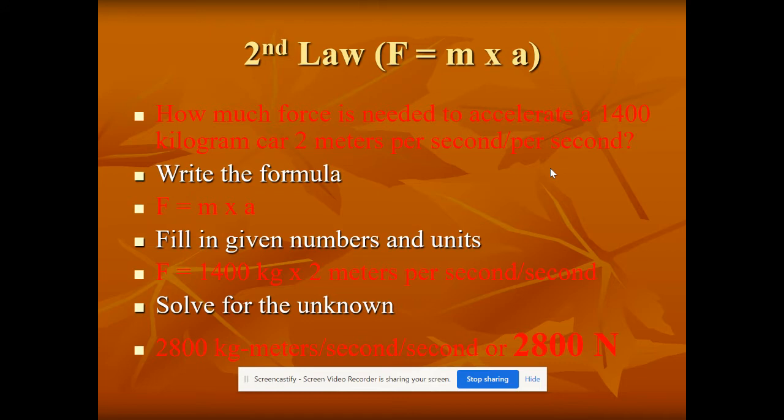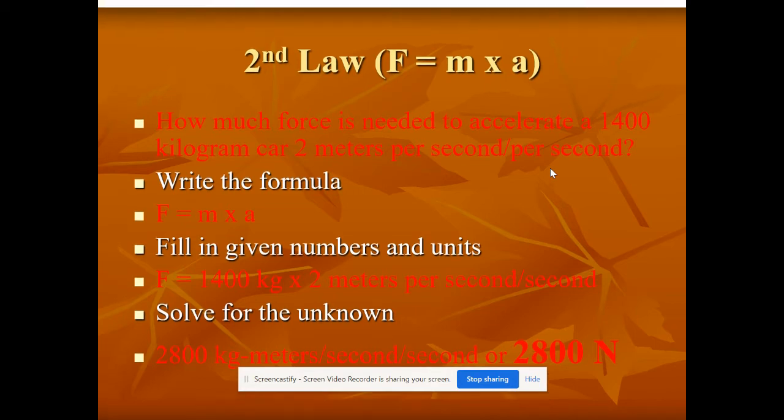So the second law says force, remember, equals mass times acceleration. So how much force is needed to accelerate a 1,400 kilogram car 2 meters per second squared? You write the formula first, F equals m times a, and fill in the given numbers and units. So F equals 1,400 kilograms times 2 meters per second squared, and then solve for the unknown. So basically 1,400 times 2 equals 2,800 kilogram meters per second squared, or 2,800 newtons.